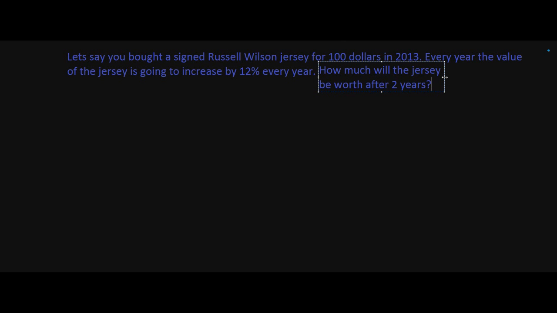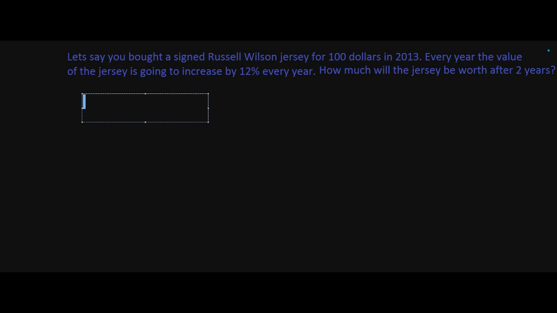So the other jersey, it was a situation where the value of a jersey was going down a bit. Now we're going to look at a situation where the jersey is increasing, right? Russell Wilson is getting more popular every year, so every year the value of the jersey is going to increase by 12% every year. So if we want to find out, let's just use the very same method that we did the last couple times. If you want to find out how much the Russell Wilson jersey will be worth in 2 years, well, let's find out how much it's going to be worth after 1 year.